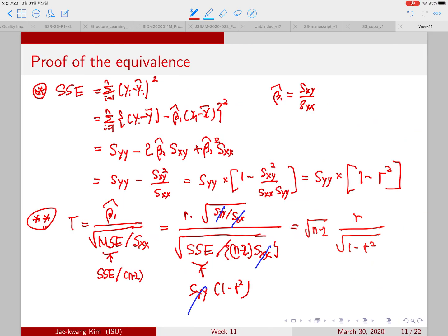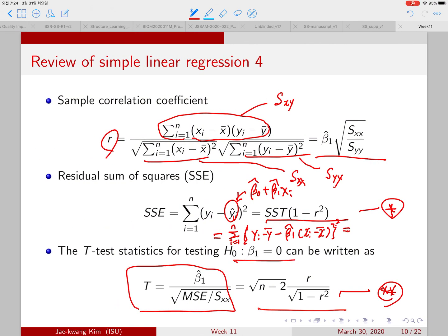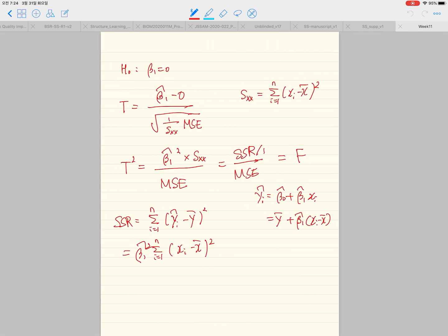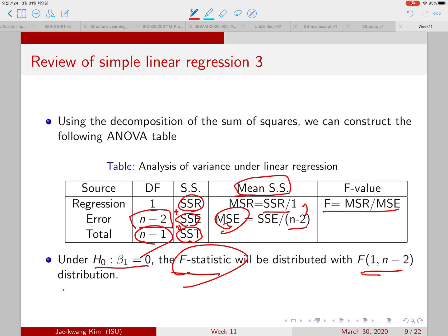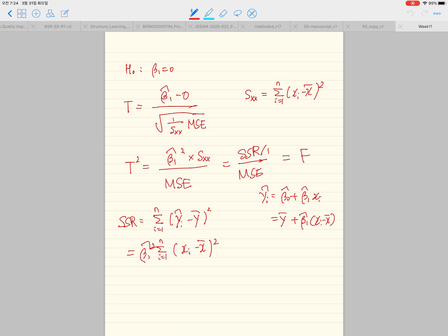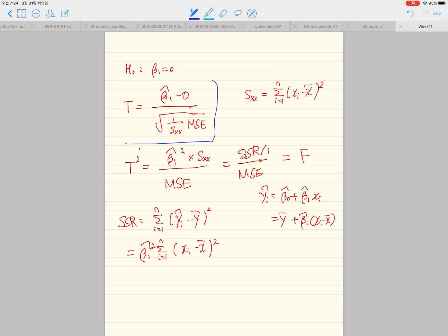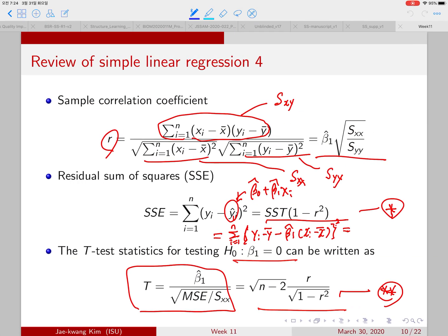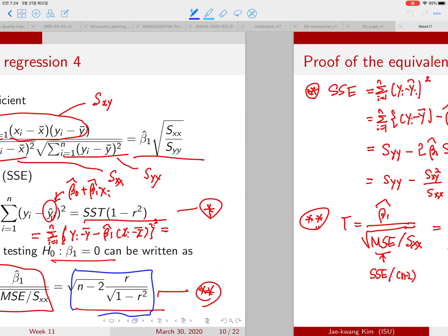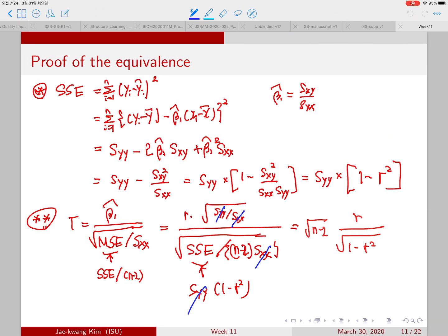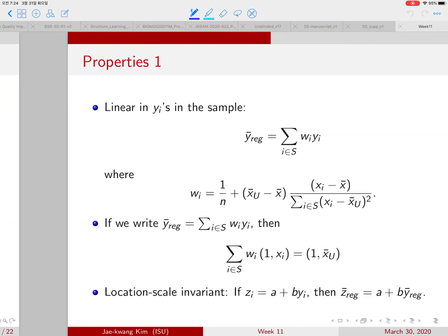So basically we have three ways of testing the same hypothesis. One is F, using this one. The second is the original t-test of beta hat. The third is another way, using the sample correlation coefficient. Okay, so that is a very brief review of linear regression.